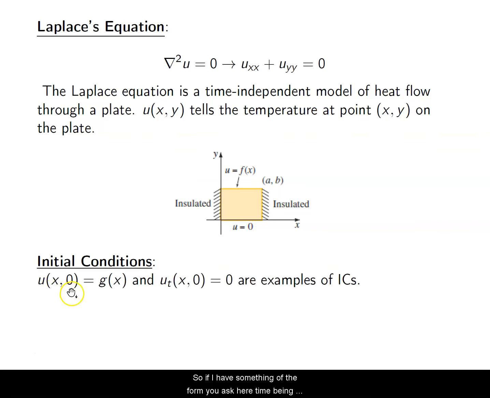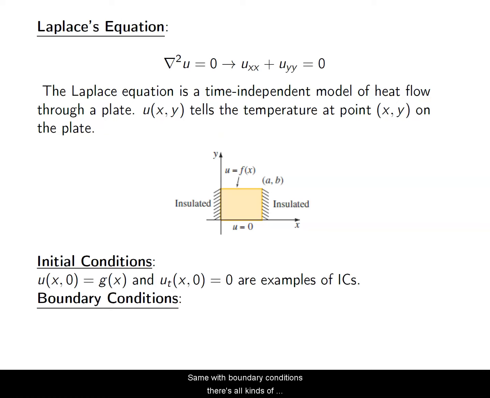So, if I have something of the form u of x, time being 0, or in this case, it could be y being 0, equaling a function, or maybe it's the derivative with respect to time, where x is free to move, but time is 0, right? That's an initial condition if my function is of x and t, right? So t being 0, u at any point x is equal to g of x. Here, the derivative with respect to t, time being 0, x again free to move. These are some examples of initial conditions. There are all kinds of combinations possible for us to make.